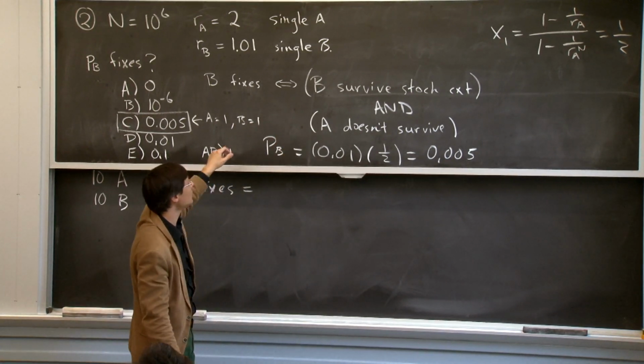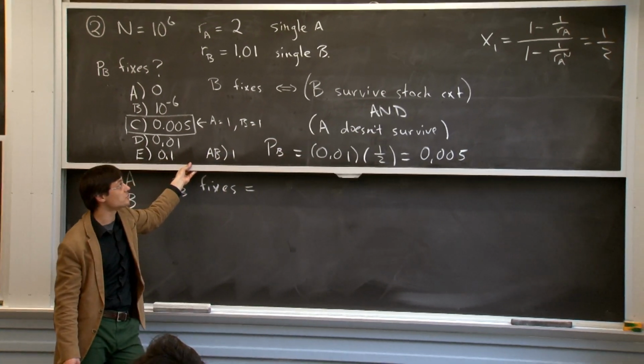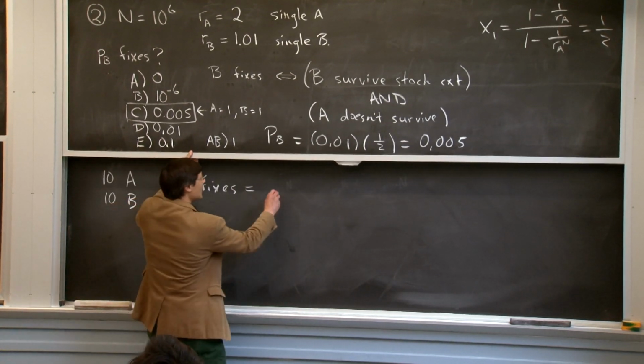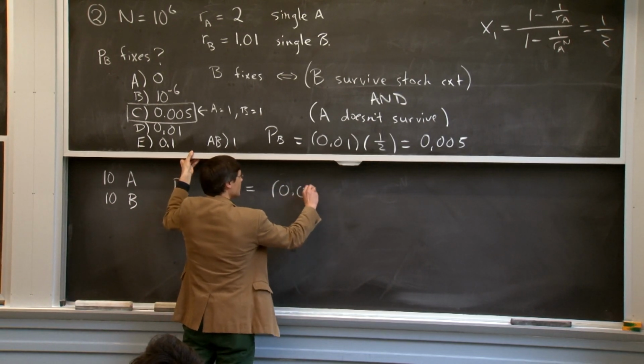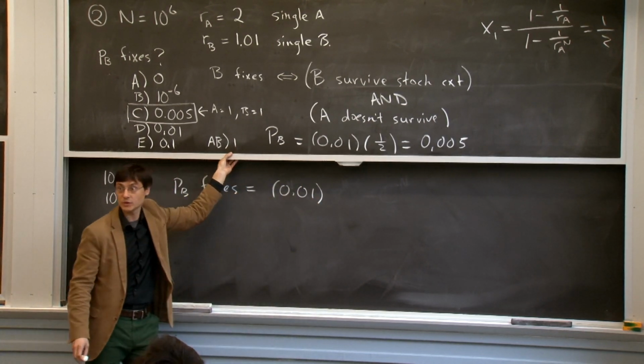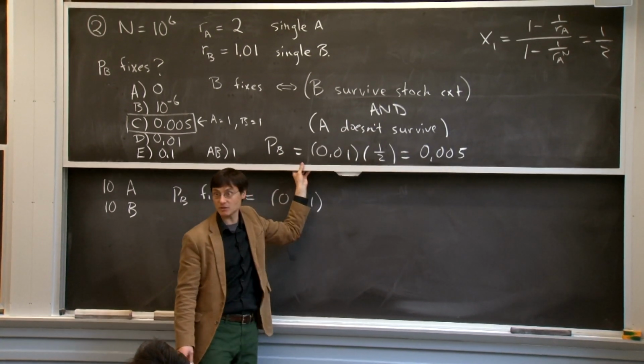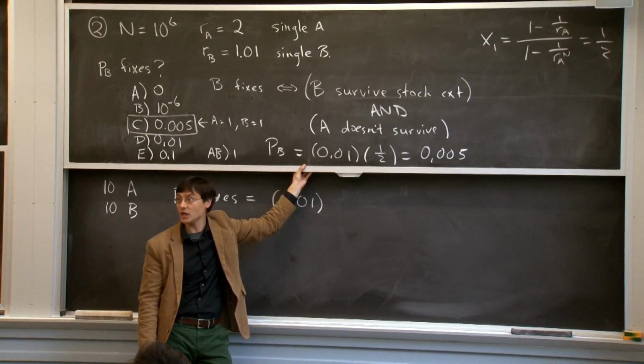Okay, so first of all, in order for B to fix, B has to survive stochastic extinction. Okay, so we still have the same 0.01 here. But now we have to think about the probability that A doesn't survive. And that's going to change now, right?